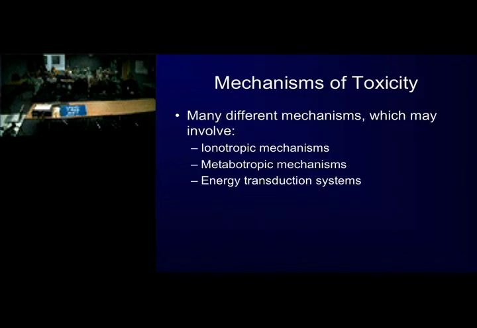So the mechanisms of bupivacaine toxicity are numerous. They can involve basically these 3 types of mechanisms. The ionotropic mechanism, not to be confused with inotropic mechanism, relates to the function of ion channels or ligand-gated ion channels. Metabotropic mechanisms refer to the second messenger systems, the G proteins that we all remember from our undergrad days. And lastly, energy transduction systems, so the metabolism of the cardiomyocyte ultimately leading to generation of ATP.